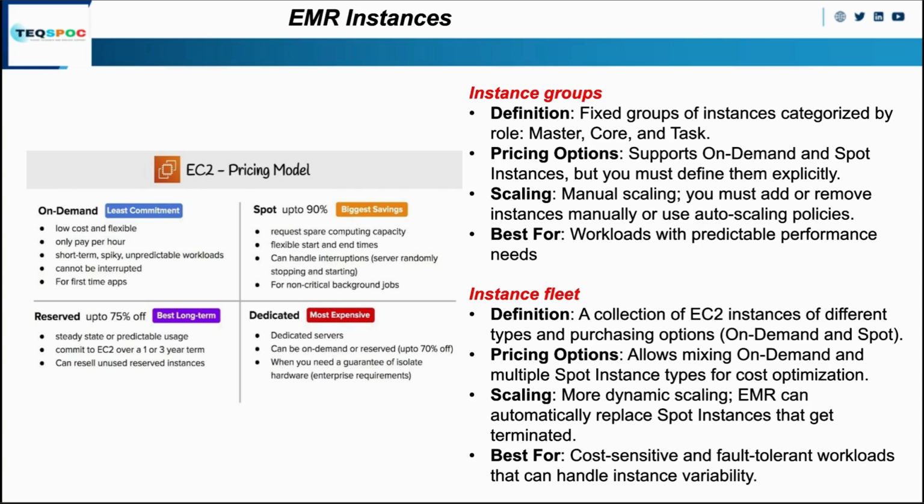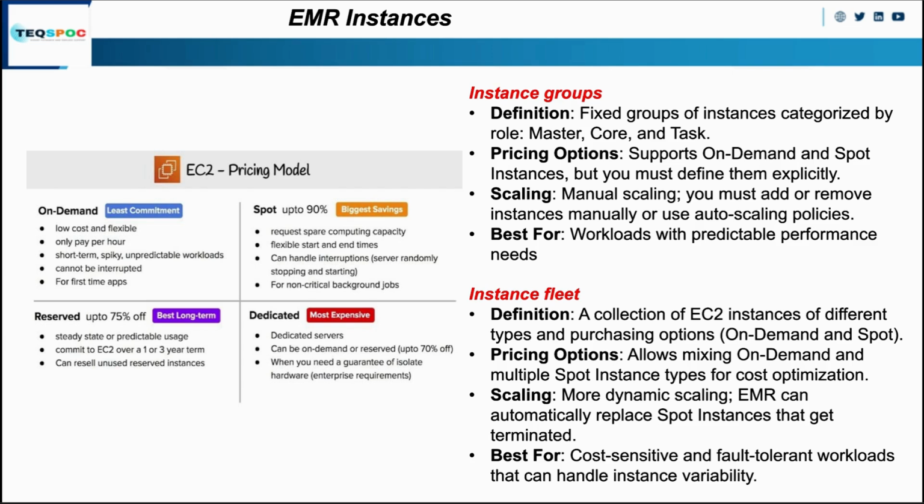Now coming to instance fleet. It's a collection of EC2 instances of different types and purchasing options, that is on demand and spot. So there is the option where you can pick a hybrid cluster. Say suppose you need 15 nodes, 10 will be on demand and 5 will be spot. What will happen is that it will save you some bucks, right? Previously all of the 15 were on demand. Now you have a hybrid setup. So spot will eventually save you some money.